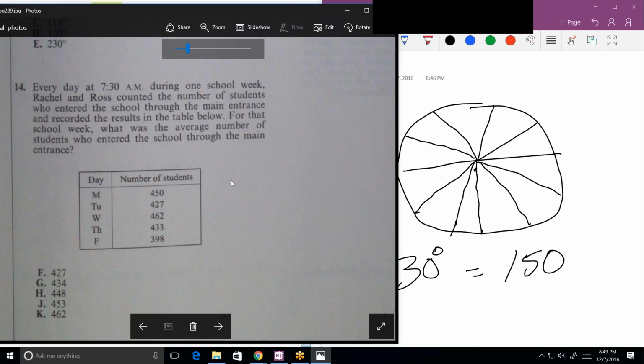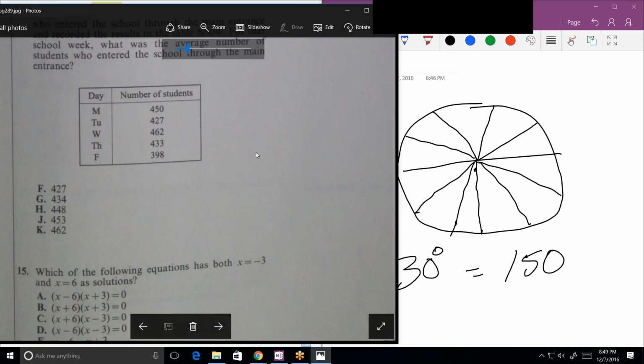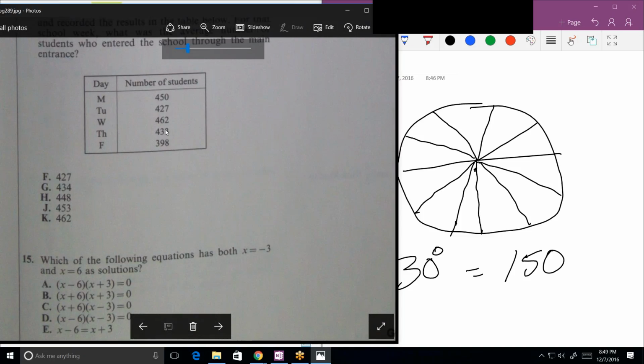How am I going to get the average? You add all of them up and divide by the number of days. 5 by 5, right. So let's not waste our time doing that, but that's how we do it. This is one of the few problems where having a calculator actually helps.